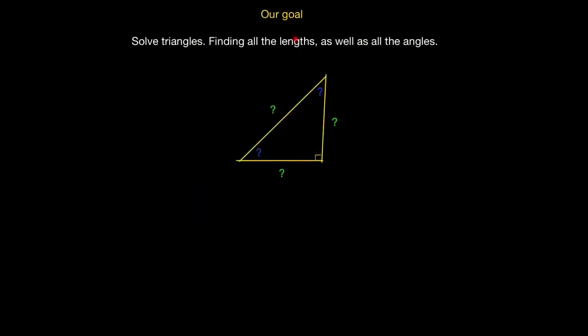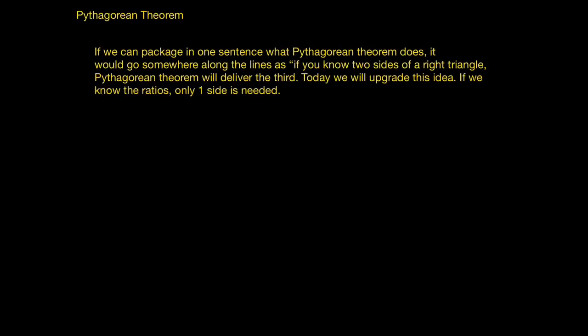So remember that our goal is to solve triangles, finding all the lengths as well as all of the angles. Now, what we know is the Pythagorean theorem. And if we can package in one sentence what the Pythagorean theorem does, it would go something along the lines of: if you know two sides of a right triangle, the Pythagorean theorem will deliver the third. So today we're going to upgrade this idea, because if we know the ratios, only one side is needed. And recall that in the previous lesson you practiced how to work with one side and one ratio. Today we're going to upgrade everything.